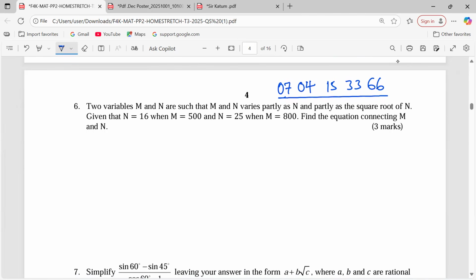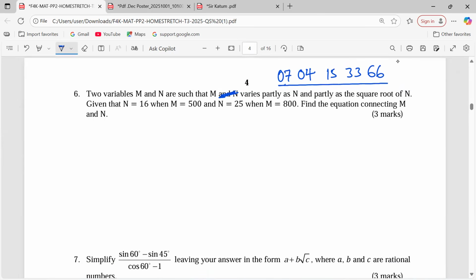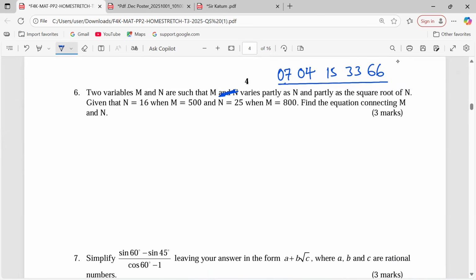Two variables, M and N, are such that M varies partly as N and partly as the square root of N. Given that N equals 16 when the value of M equals 500, and N equals 25 when M equals 800, find the equation connecting M and N. The first thing that we're supposed to do here is to interpret the first statement from English to mathematics. So let's break it down now to a mathematical statement.